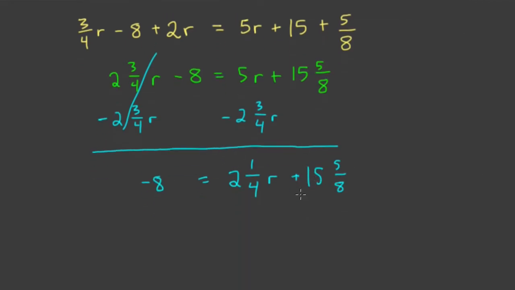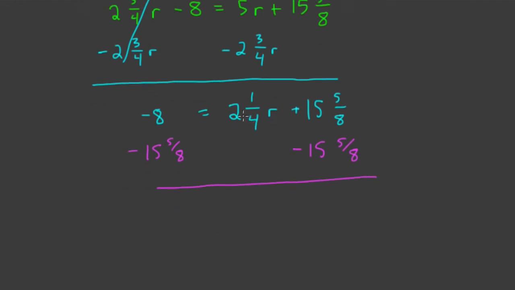Now we've got to get all of these constants or numbers to the left-hand side, and usually if we have a constant like 15 and 5/8, we're adding it, we can just start by subtracting that from both sides. So we have negative 8 minus 15 and 5/8, okay? And that's going to equal 2 1/4. I'm going to write that as an improper fraction. I like to work with improper fractions. 4 times 2 is 8, plus 1 is 9. So that's 9/4 r. These cancel out. And we have negative 8 minus 15, so that's minus 23, right? And 5/8.